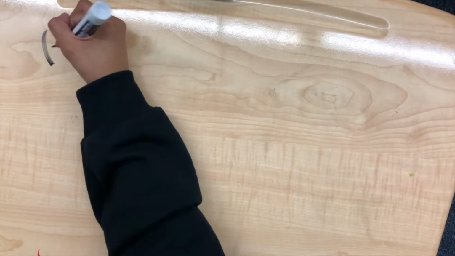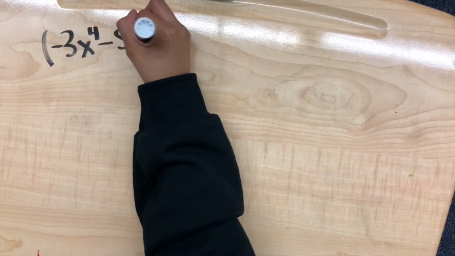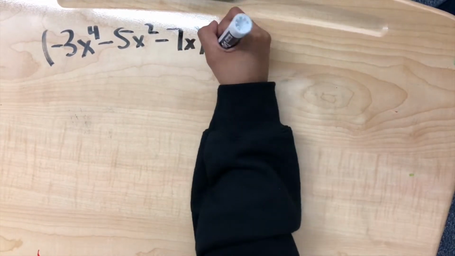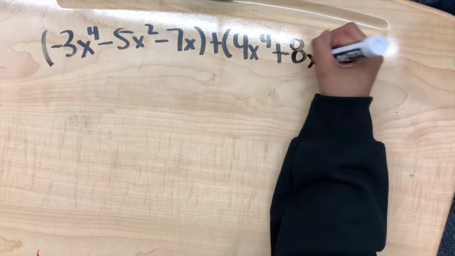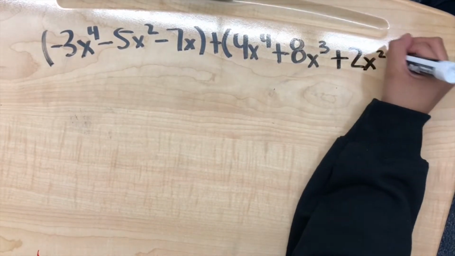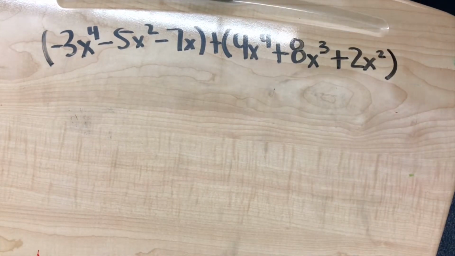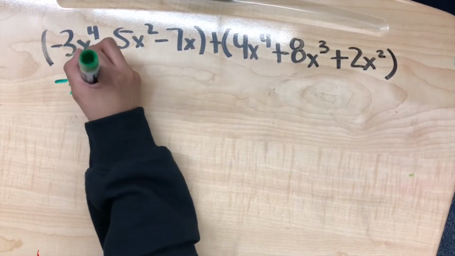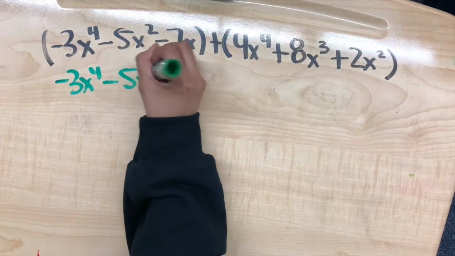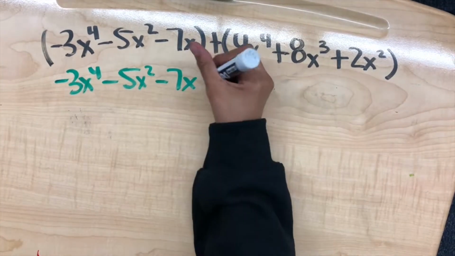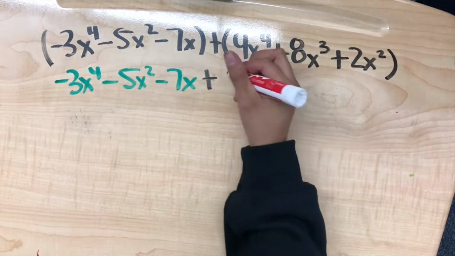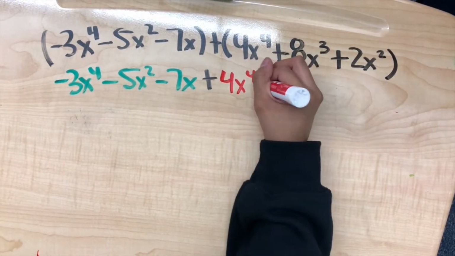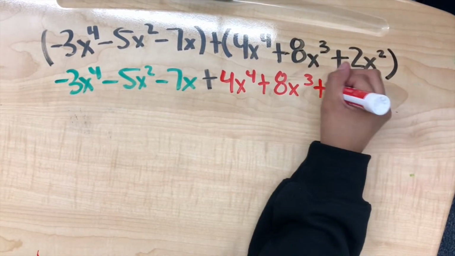For our second problem, we have negative 3x to the power of 4 minus 5x squared minus 7x plus 4x to the power of 4 plus 8x cubed plus 2x squared. So we're going to get rid of the parentheses and then we're going to have a designated color. So for the first part, it's going to be green and it's going to be negative 3x to the power of 4 minus 5x squared minus 7x plus the other half, which will be in red, which is 4x to the power of 4 plus 8x cubed plus 2x squared.